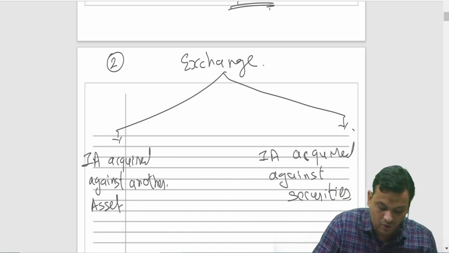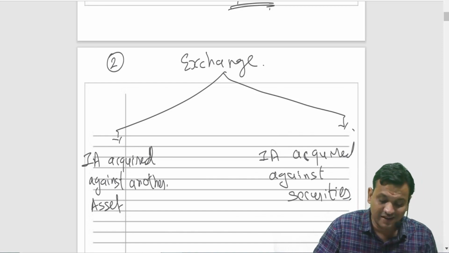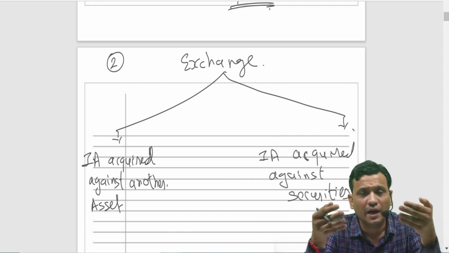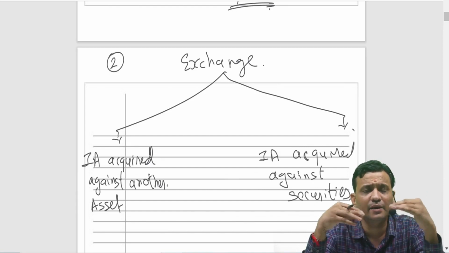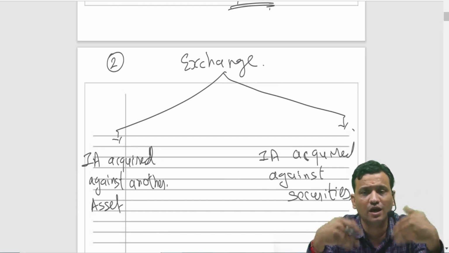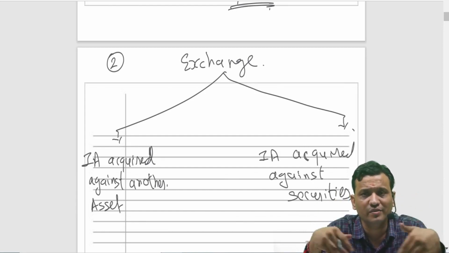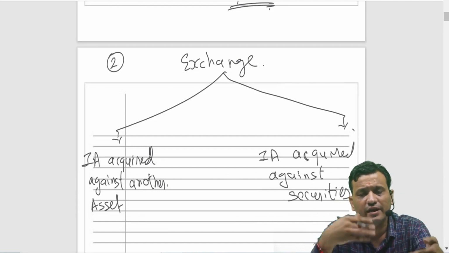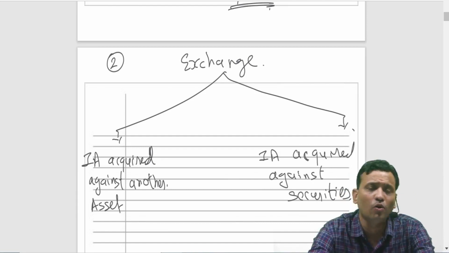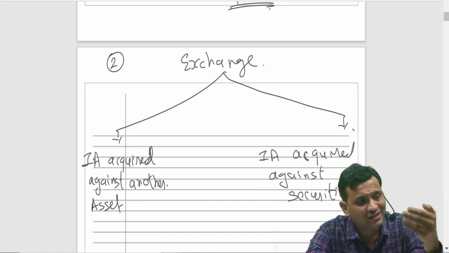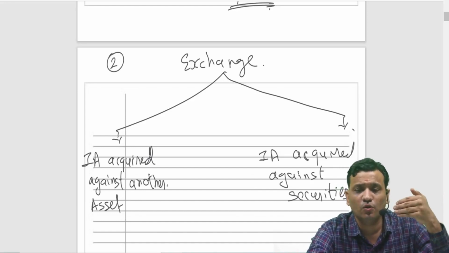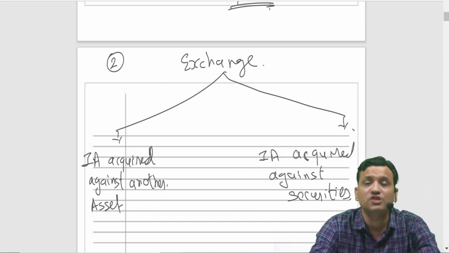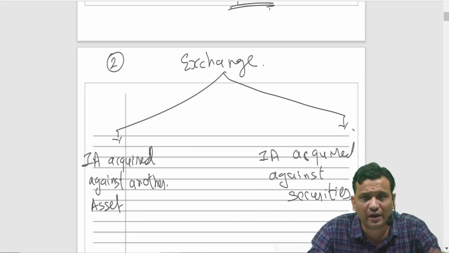Intangible asset acquired against another asset means I'm getting an intangible asset and I'm giving another asset. What is going out is another asset. What is coming in is an intangible asset. An intangible asset against security: what does that mean? What is coming in is an intangible asset. What is going out is nothing but my shares, my debentures. This is what I'm issuing.